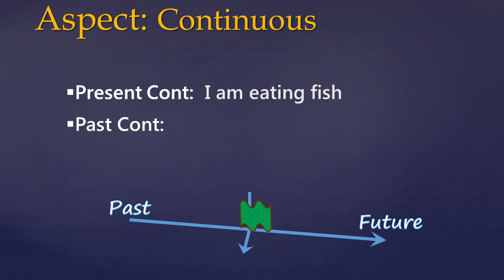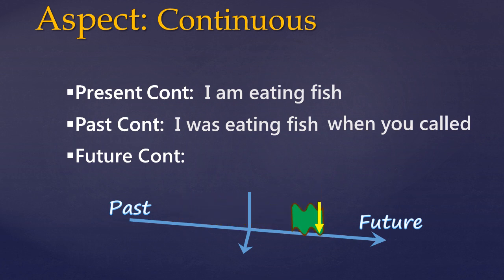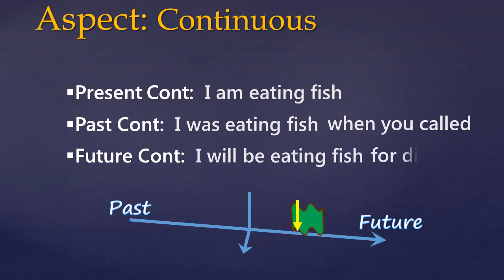The past continuous is slightly different. It's used to describe an ongoing event, but one which was interrupted. So I could say, I was eating fish when you called, or I was eating fish until the age of 7. Here the statement, I was eating fish, is like a background. It sets the scene for another event. Similarly, we use the future continuous to talk about things that might be interrupted in the future, or to predict what will happen at a specific time. And again with the future we have the two forms, the will form and the going to be form. So we can say, I will be eating fish for dinner, or I am going to be eating fish for dinner.